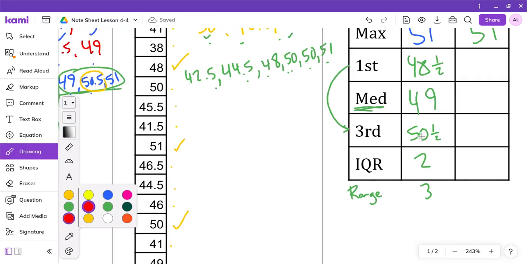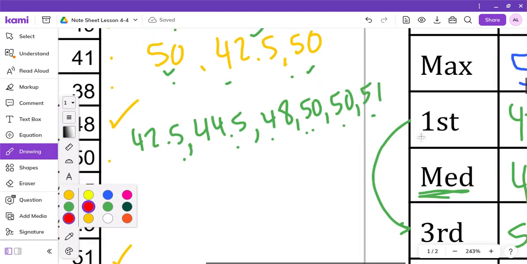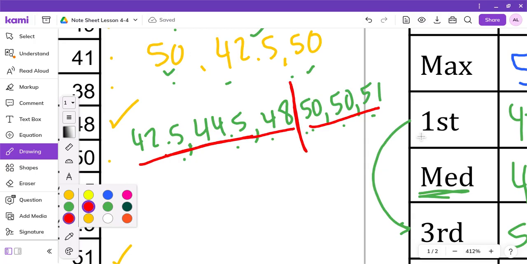Here we go. Now the 2024 data set. 6 values. There's this, and there's this. The middle is here. So I have 3 numbers in the first half, 3 numbers in the second half. 48 happens in the first half, 50 happens in the second half. In between 48 and 50, there's 2 ways you can do that.